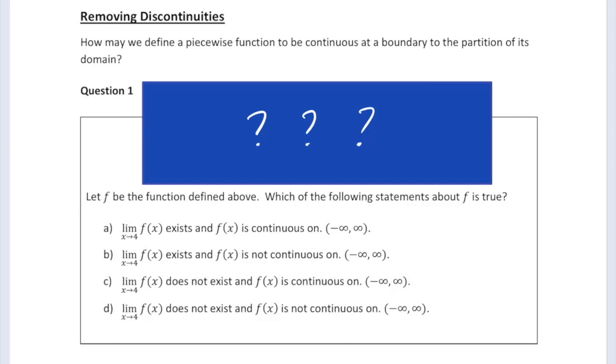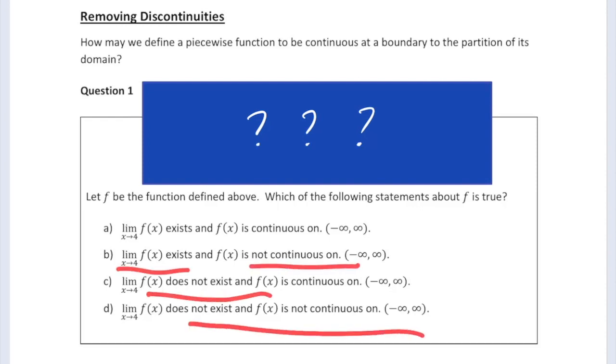So a very typical type of question you're going to see in an AP calculus class is one asking which of the following statements about a function is true. We're talking about continuity today, so that's what this particular question is focusing on. So we have the limit as x approaches 4 of f of x exists, and f of x is continuous on negative infinity to infinity. And then some variation of one of these existing and the others not, or both don't exist.